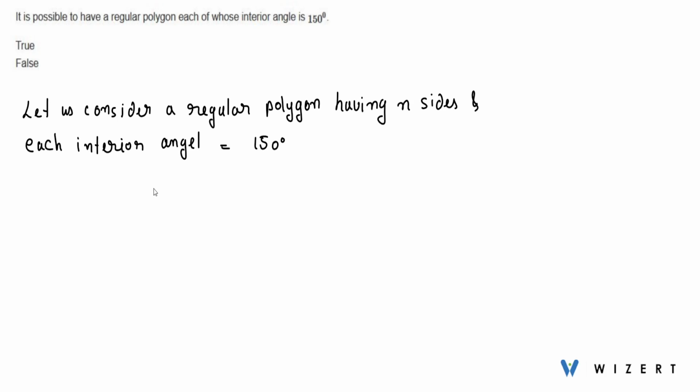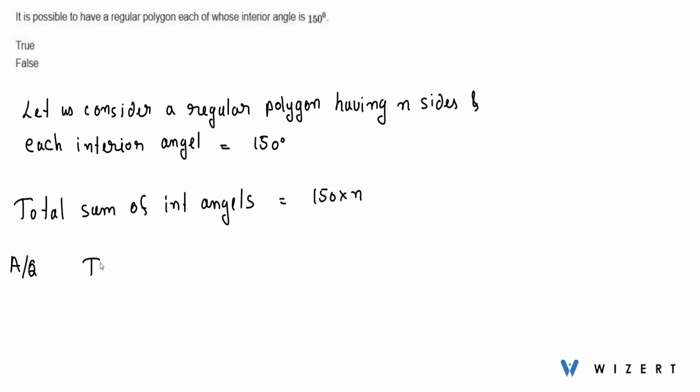sum of interior angles will be 4x. Similarly, the total sum of interior angles in this case will be equal to 150 multiplied by n. Now the relation which we have is that the total sum of internal angles of a regular polygon is equal to 180 degrees multiplied by n minus 2.